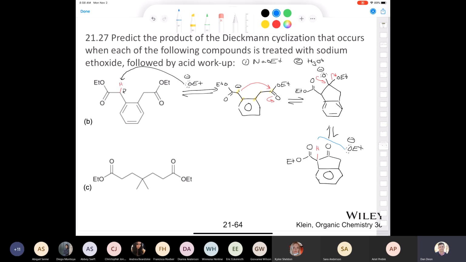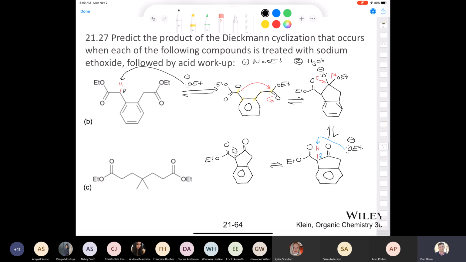And so what you're going to do is deprotonate to form a doubly stabilized enolate. And in fact, that is the driving force of the reaction, the formation of that doubly stabilized enolate. So let's draw that out. Here we go. It's going to look like this. Now I'm running out of space here, like that.